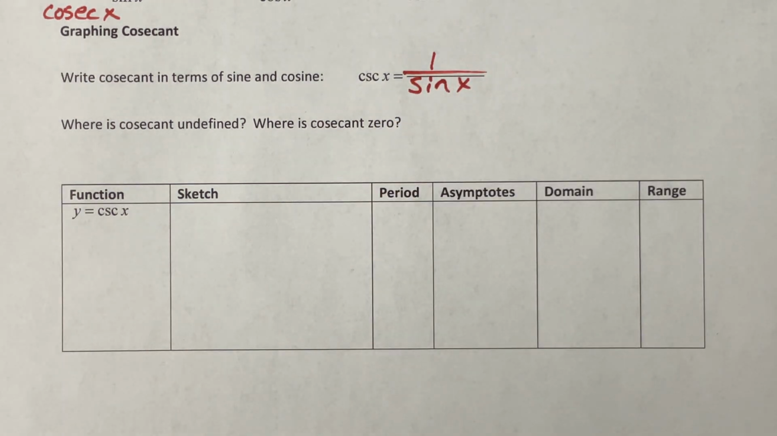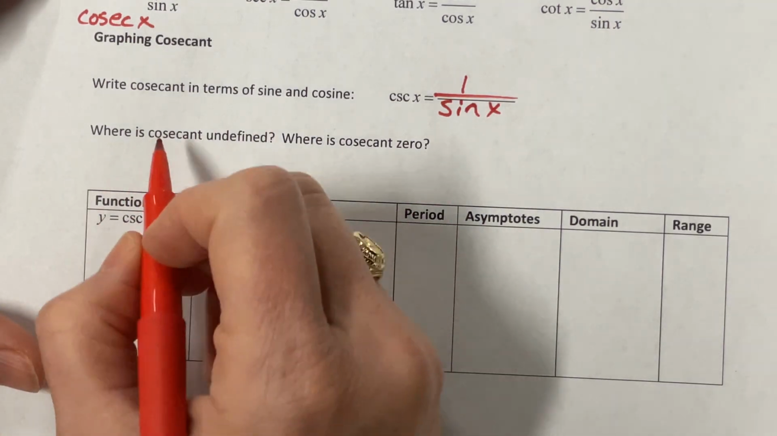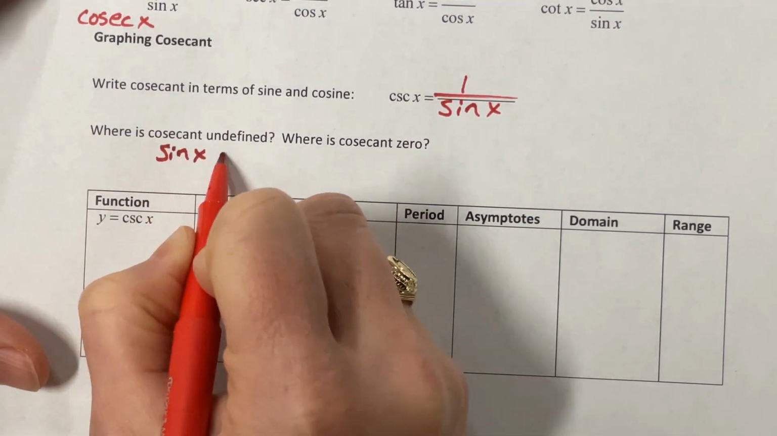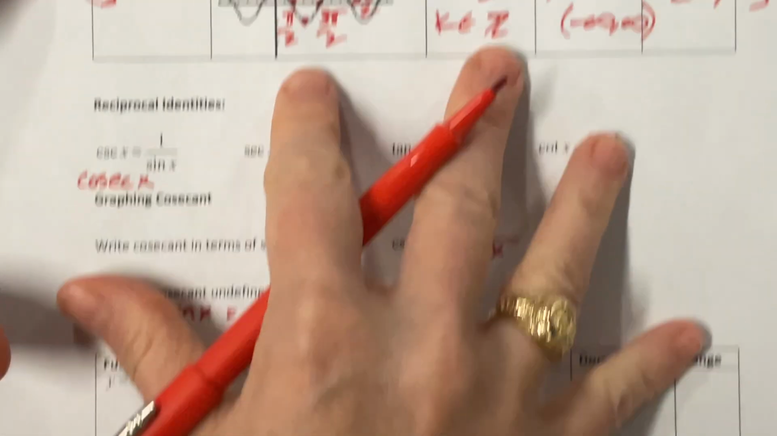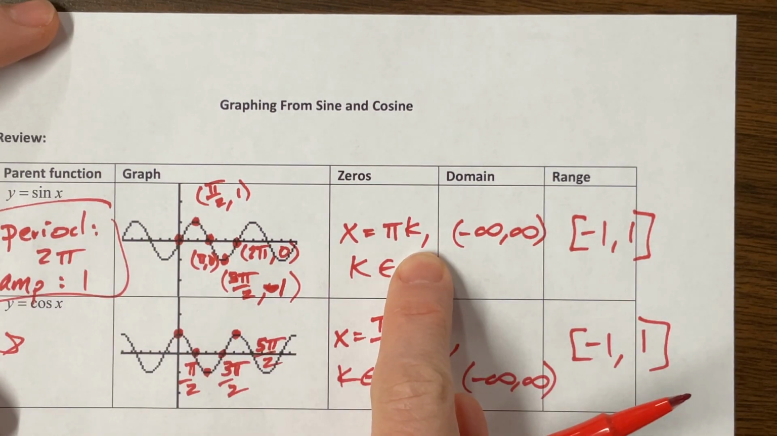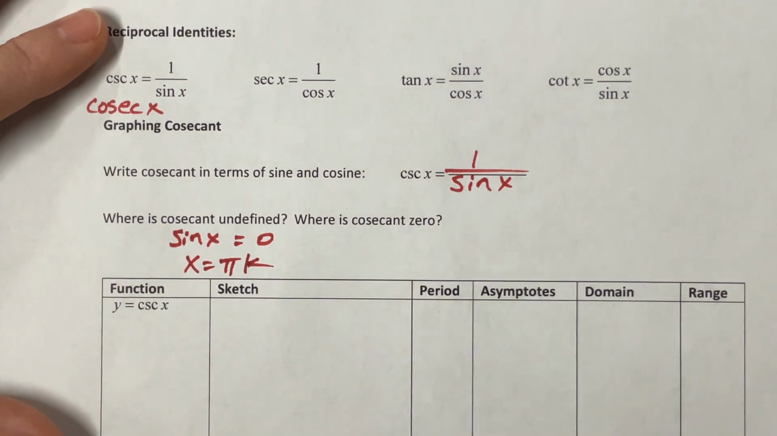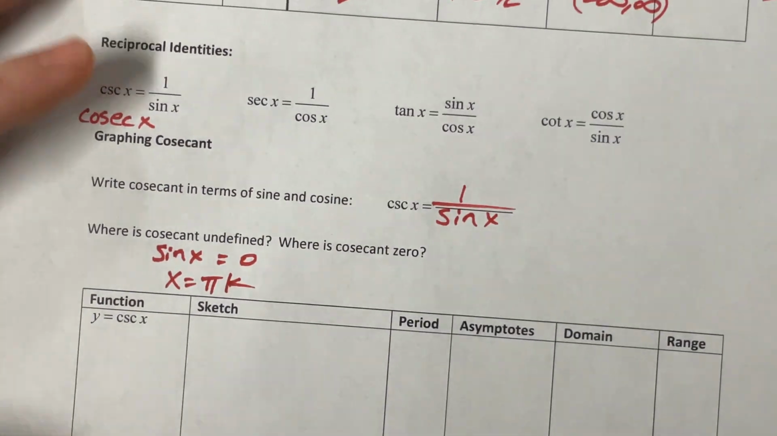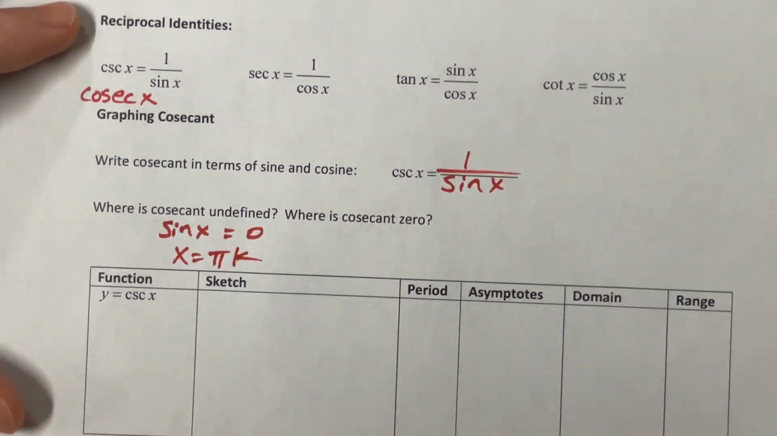Okay, so when is it undefined? Well, you are not Chuck Norris. You cannot divide by 0. So cosecant will be undefined anywhere sine of x equals 0. Well, where does sine of x equal 0? We just wrote that down. Sine of x equals 0 at pi k, so at x equals pi k. Well, what does it mean if it's undefined? It means either it's a hole or an asymptote, and nothing canceled, so it's not a hole, it's an asymptote.